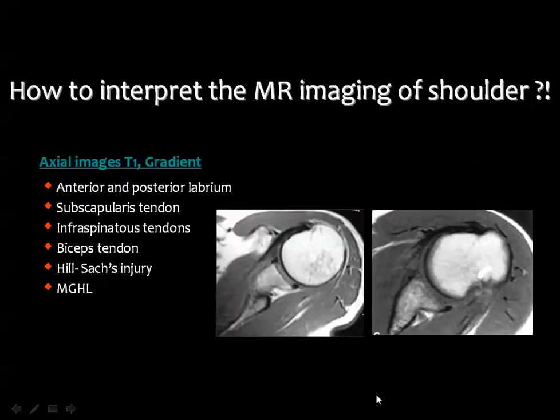The axial images are very good for evaluation of stability, especially anterior and posterior dislocation, evaluation of the subscapularis tendon and the infraspinatus tendon as well, and evaluation of the biceps tendon in the groove. Look for Hill-Sachs injury, which is one of the pathognomonic features of Bankart lesion, and you can identify here the middle glenohumeral ligament between the subscapularis tendon and the anterior labrum.